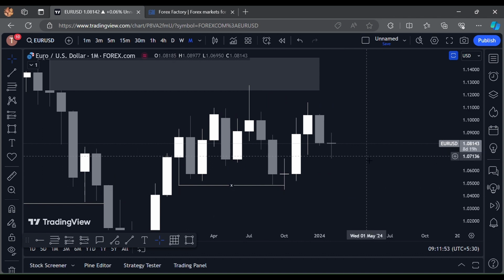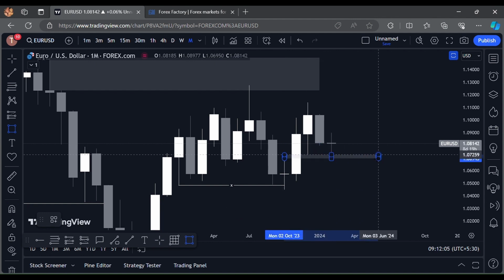So currently, I'm anticipating the price to respect this order block right here, but we are also respecting this FVG and sweeping the previous lows. So the bias is still not clear for me right now in the monthlies. So I'll be moving into the weeklies.